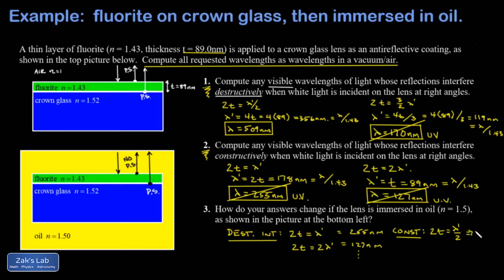The way that turned out, lambda was 509 nanometers. So now my 509 nanometer light is going to interfere constructively instead of destructively. Again, the next time this happens is when 2T is equal to 1.5 wavelengths, or 3/2 lambda prime. And the way that turned out was a wavelength of 170 nanometers. And again, that's ultraviolet. So basically you immerse it in oil and all the answers from the first two parts just reverse. I get only one interference that's happening in the visible spectrum, and it's a constructive interference on 509 nanometer light, exactly the same wavelength that was destructive before we put it in the oil.